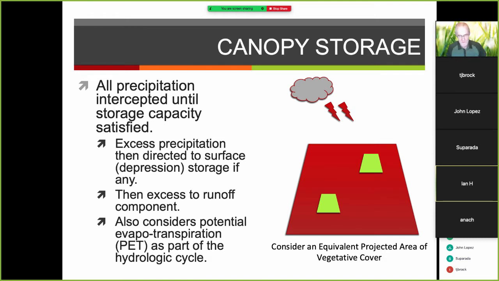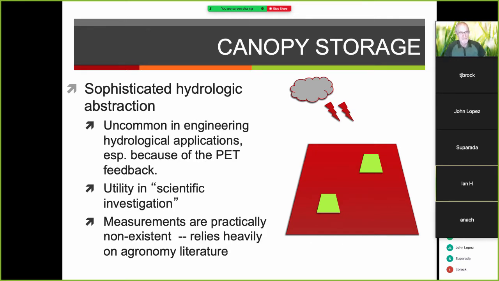We also would consider evapotranspiration as part of the hydrologic cycle in this kind of storage. It's a pretty sophisticated hydrologic abstraction. It's uncommon in engineering hydrologic applications, mainly because of the potential evapotranspiration feedback. It's going to have utility in scientific investigation. It's going to have a lot of utility in evaluating the merit of re-engineering large areas of a watershed in an effort to use these processes to enhance either the runoff quantity or quality. That's not new, but it's emerging as a new line of engineering consideration for mitigating construction projects. So this is worth at least having a working knowledge of.